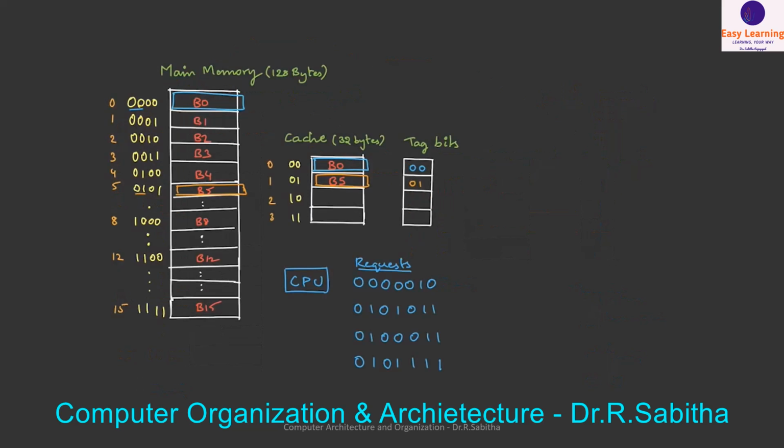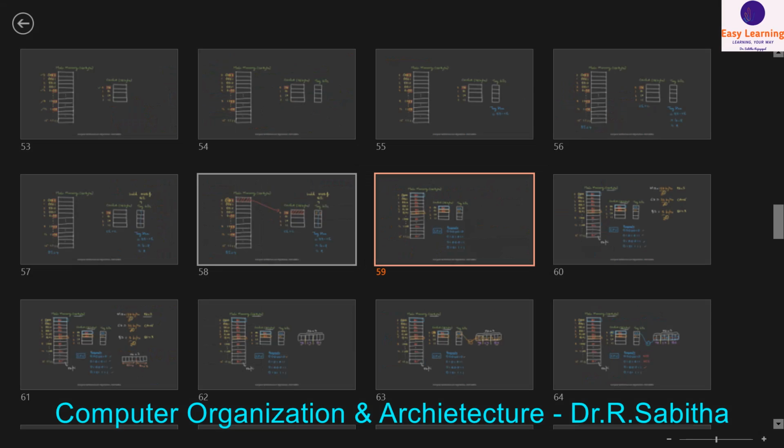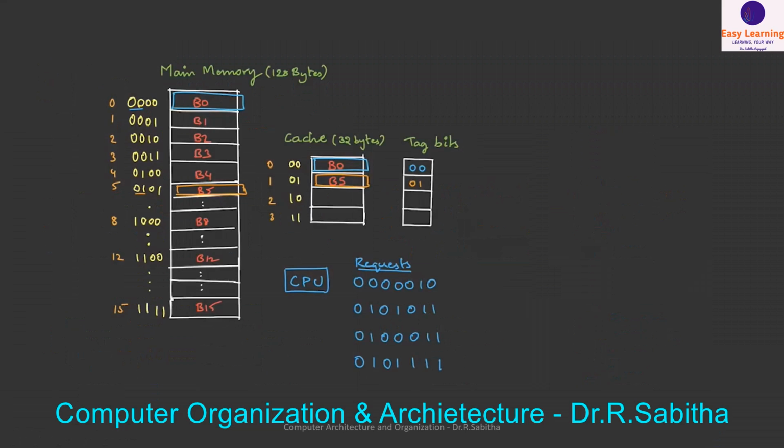Here we have placed block 5. What is the value of block 5? Block 5 is 0101. Because the least significant bits are 01, I am going to place the block in line 1, and the most significant 2 bits are copied to the corresponding tag line. Since it is line 1, here also line 1 is filled.